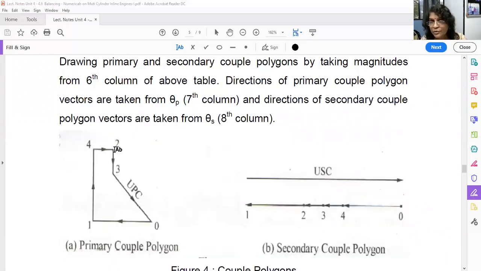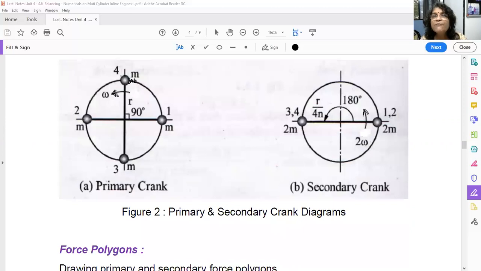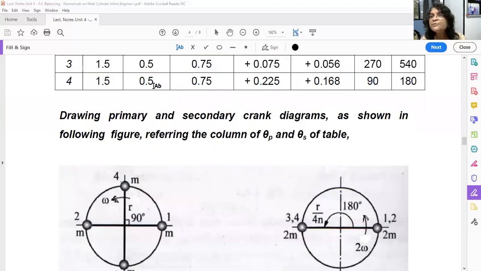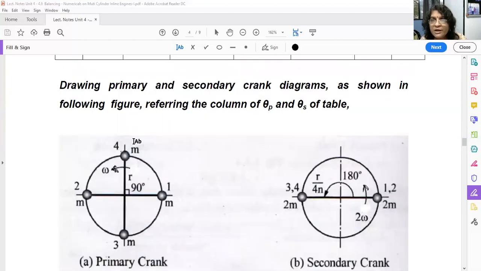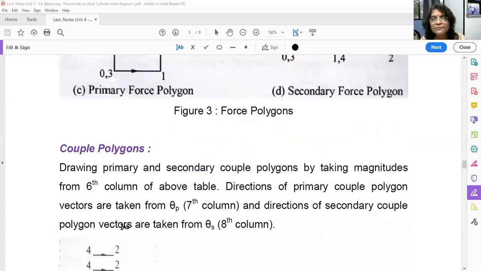Now the sequence they have taken, let us take this sequence only. Okay, so I told you, you can take any sequence. So 0 to 1. Now we are here. You understood this one? This is negative couple. Now I am drawing 1 to 4. Let us see what is the angle for 4. See here. Angle for 4 is this one. Towards upward. Is it positive or negative? See here. It is positive. So I have to draw the vector vertically upward only by taking this magnitude. That's why from 1 to 4, see here, we have drawn upward.